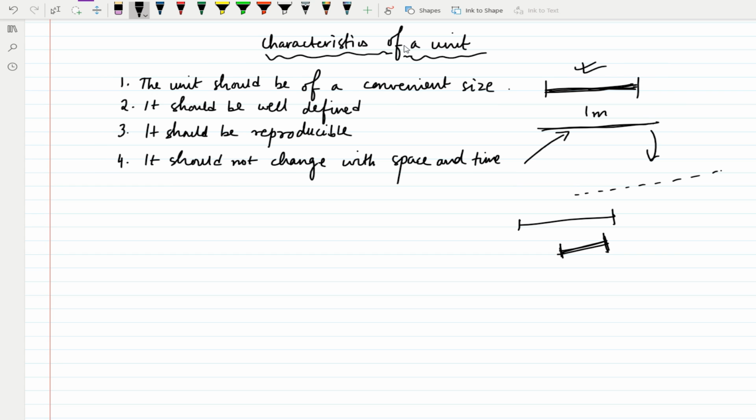Okay, so a unit should have the following 4 characteristics. Now remember, out of these 4 characteristics, the last 3 are the ones which make a unit be accepted as an international unit.